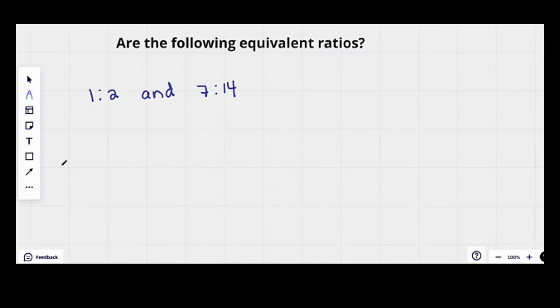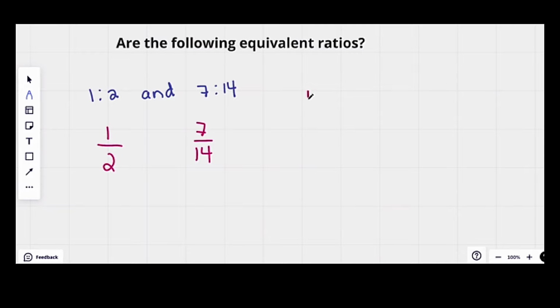We might also be asked to show if there are 2 ratios that are equivalent. For example, are the following equivalent ratios? We've got 1 to 2 and 7 to 14, and we're supposed to say whether or not they're equivalent ratios. There are 2 ways that we can do this. One way is using the cross multiply rule. So we're going to put these into a fraction: 1 over 2 and 7 over 14. So this is the first way.